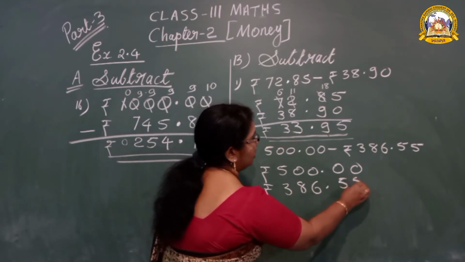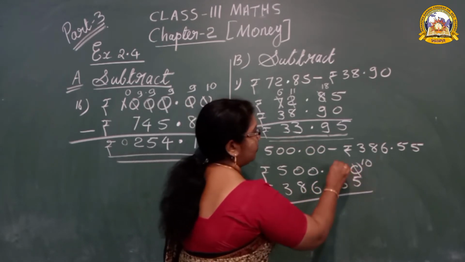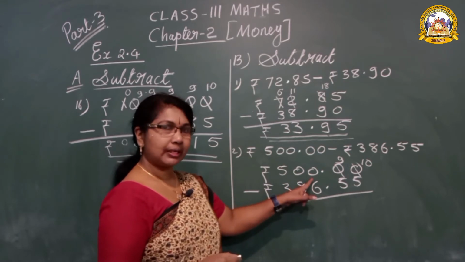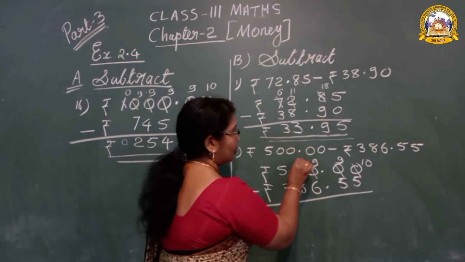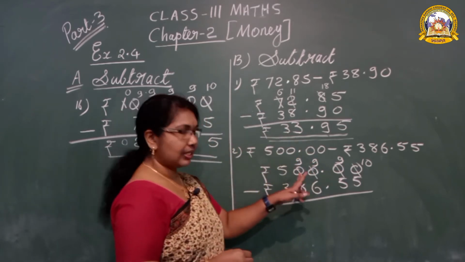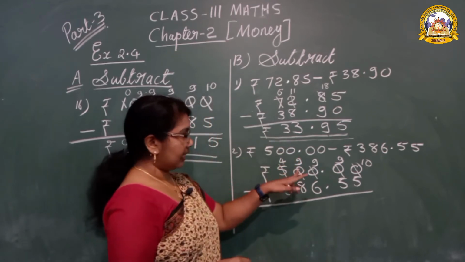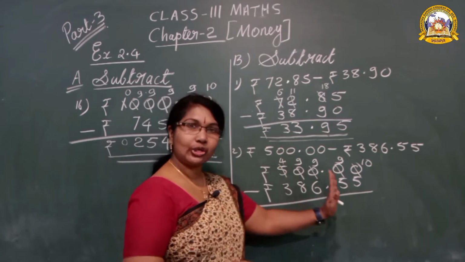386.55. Now here it becomes 10. This is 9. Can you say this 0 became which number? 10? No, it is 9. Here also 9. From where have you taken this one? From here. Look here. 5 में से एक ले लिया, ये 10, 10 में से एक ले लिया तो इधर 9 हो गई. Like that you have to take it.